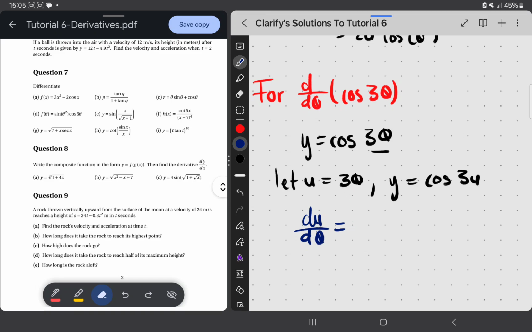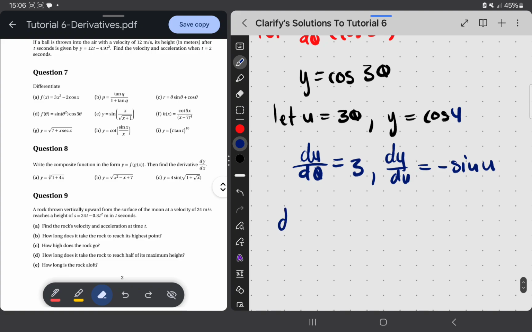du d theta is just the derivative of 3 theta, which is 3. Then dy du, this is just going to be the derivative of cos u, because 3 theta is now u, so y is now cos u. The derivative of cos is negative sine, so it's now negative sine u. So now we can say dy d theta, because y is in terms of theta.